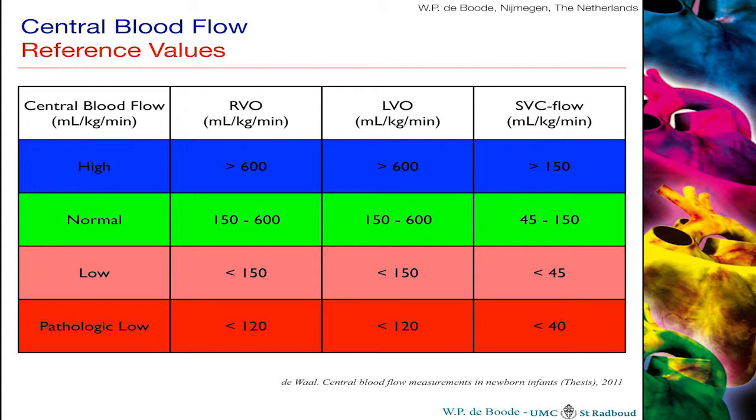45 to 150 ml per kilo per minute for the SVC flow. It's low below 150 for the ventricular output and below 45 for the SVC flow, and it's pathologically low when it's below 120 for the ventricular output and below 40 for the SVC flow.